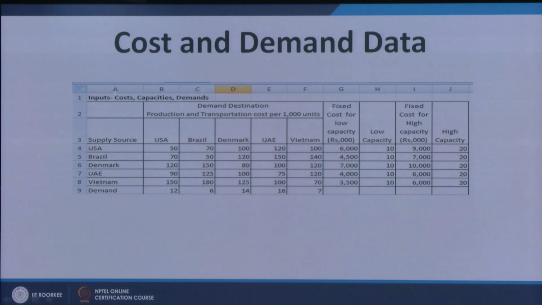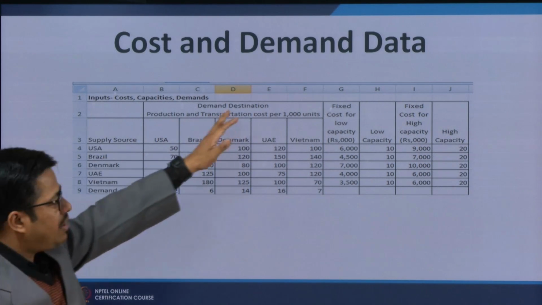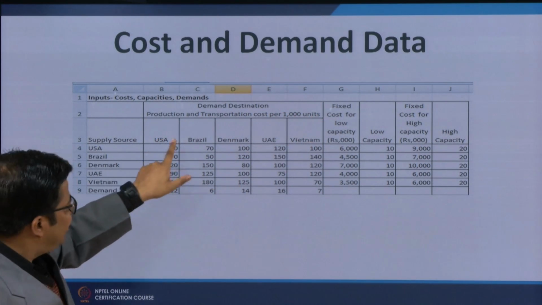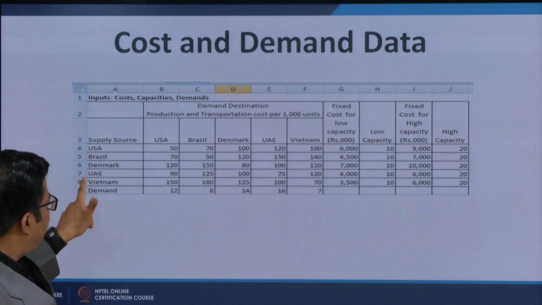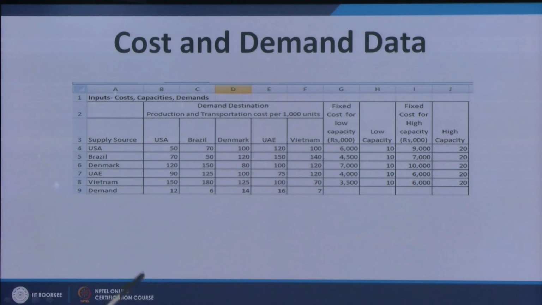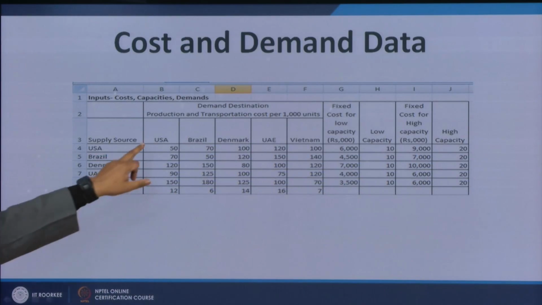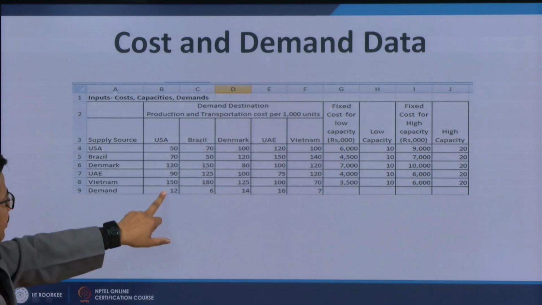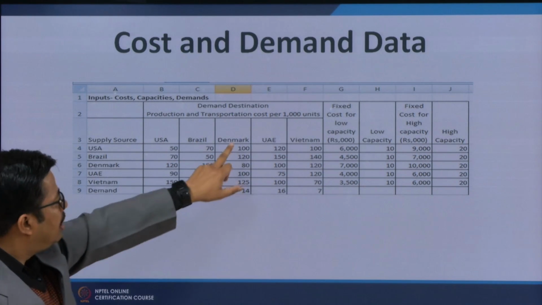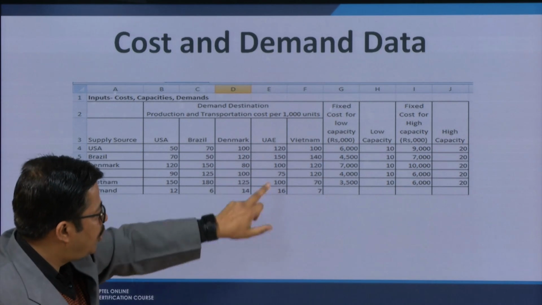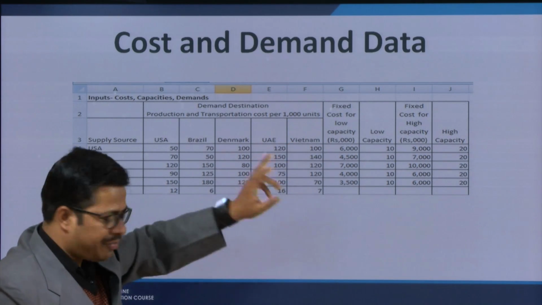Now we have certain supply sources. These are available in USA, Brazil, Denmark, UAE, Vietnam, and there are certain demand points. These are the same: USA, Brazil, Denmark, UAE and Vietnam. Now, the demand of these destinations: for USA the demand is 12 units, for Brazil it is 6, for Denmark it is 14, for UAE it is 16 and for Vietnam it is 7.